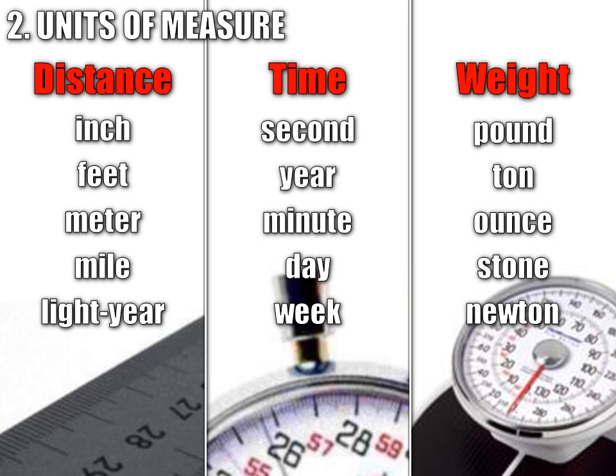A lot of people ask me, what's a stone? What the heck? Well, a stone is 14 pounds. And a newton, maybe you've never heard of that before. A newton is what we use as scientists. This is the metric unit to measure weight. It's named after Isaac Newton.